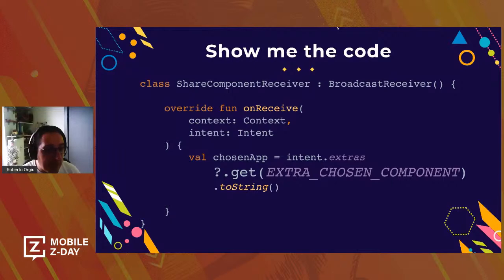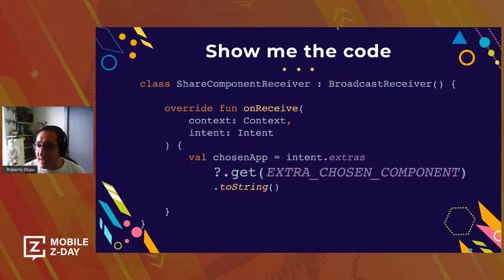When we check inside, right after the user shared something on any app, we get the name of the component. That would be, for instance, com.android.whatever app.component. So it will be fairly easy, especially for reporting with analytics, to get what the user chose. But of course, the receiver alone, as we saw, is not enough.